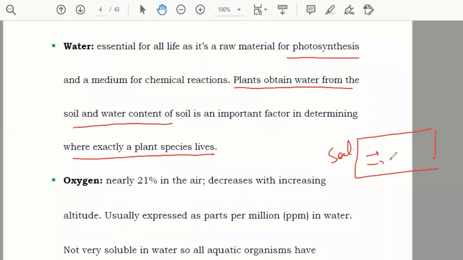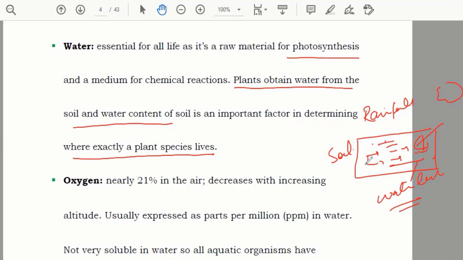In the soil you have water. This water level is different. For example, if you find an area where you have a lot of rainfall, here the water level will be really high. But in an area like Saudi Arabia, where you have desert, the water content in the soil is very low.